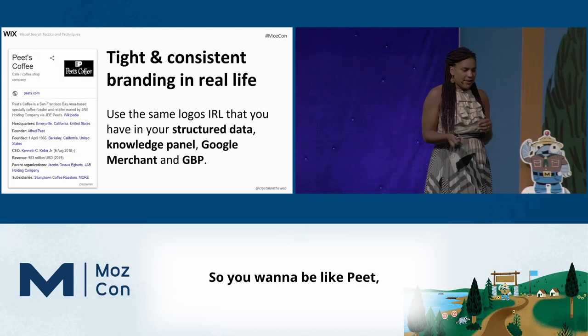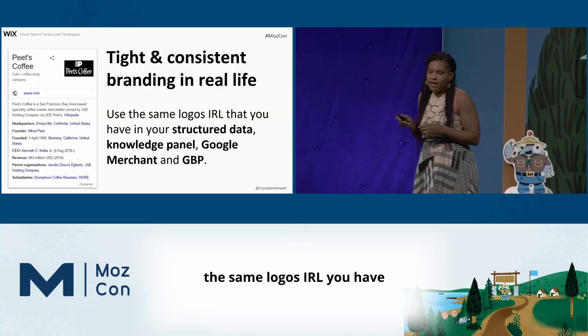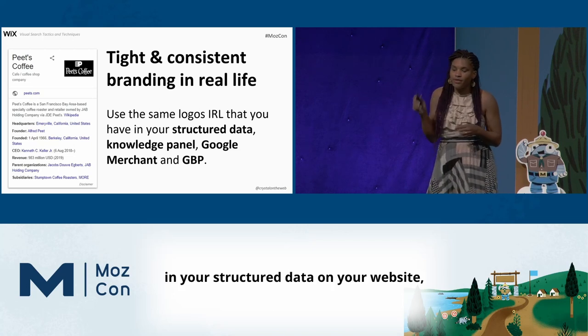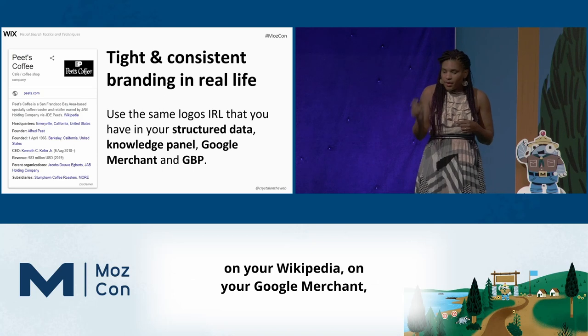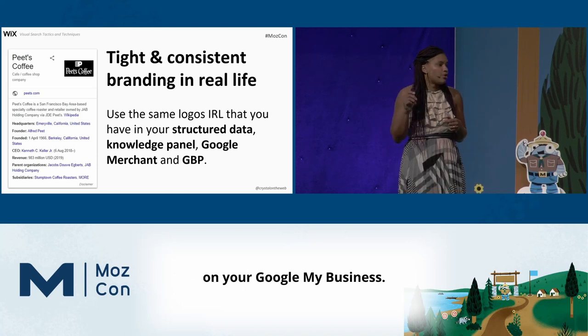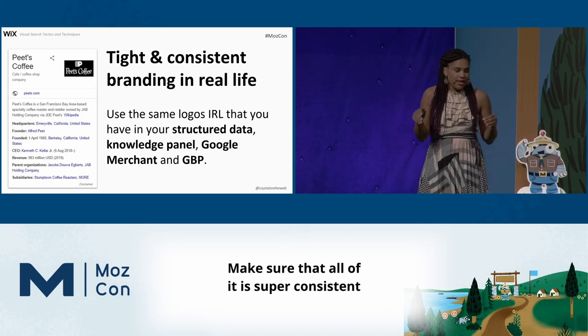So you want to be like Pete. You want to make sure that you have the same logos IRL that you have in your structured data on your website, in your knowledge panel, on your Wikipedia, on your Google Merchant, on your Google My Business. Make sure that all of it is super consistent.